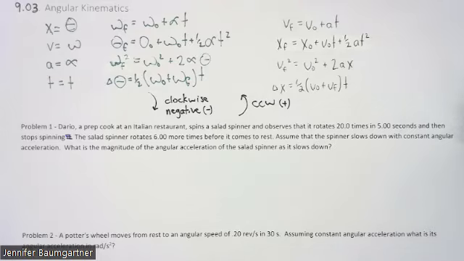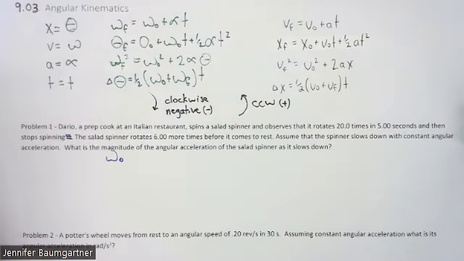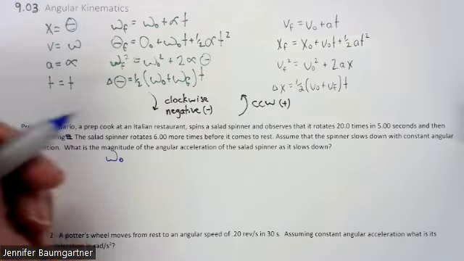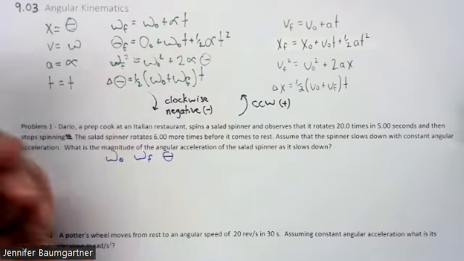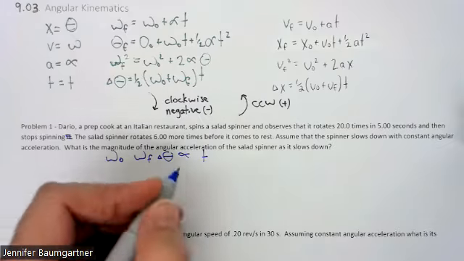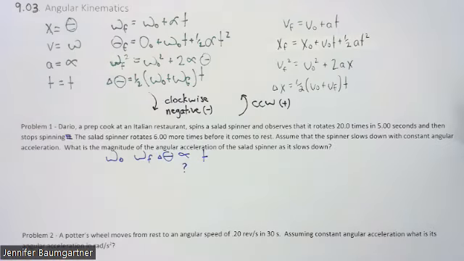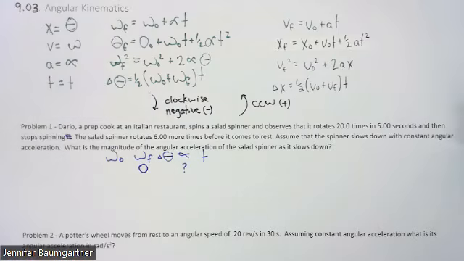So I'm going to do a variable bank just like I did when I did straight line, except this time, instead of initial velocity, I'm going to do omega initial. I'm going to do omega final. I'm going to have theta, and a lot of times for rotational, it's just the change in theta. So I'll put a delta there. I'm going to have alpha, and I'm going to have time. They want to know the magnitude of the acceleration as it slows down, and we see that it's coming to rest, so the final omega is going to be 0.